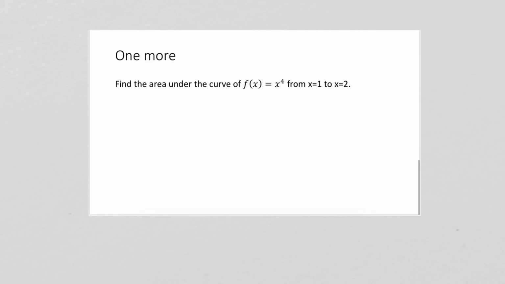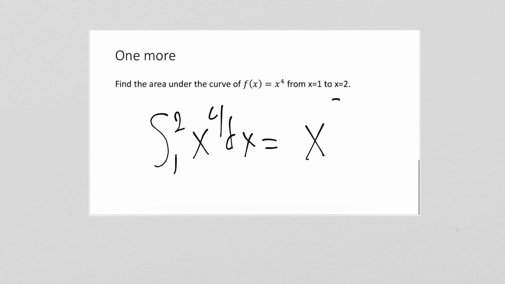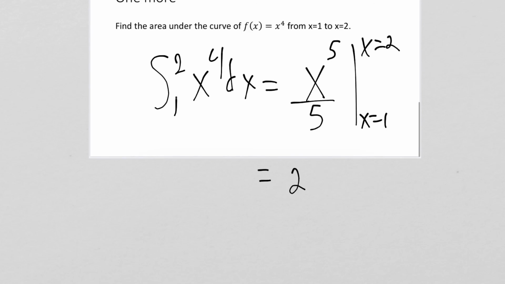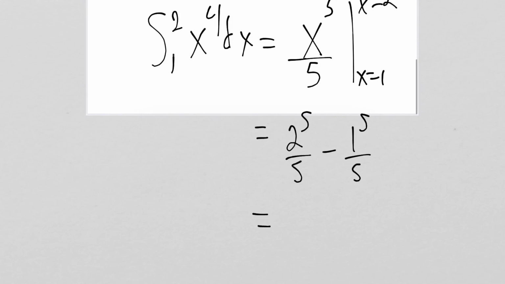All right, one more. We're going to do the area under the curve of x to the fourth from 1 to 2. So we're going to have to set up an integral here. We do the integral from 1 to 2 of x to the fourth dx. The antiderivative of x to the fourth is we add 1 to the exponent, so that gives us x to the fifth, and then we divide by our exponent, so it's x to the fifth over 5, from x equals 1 to x equals 2. So now we plug in, so we get 2 to the fifth over 5 minus 1 to the fifth over 5, which is equal to 32 over 5 minus 1 over 5, which is 31 over 5.